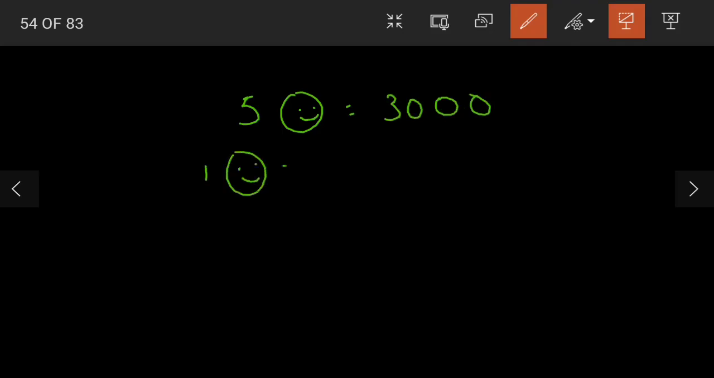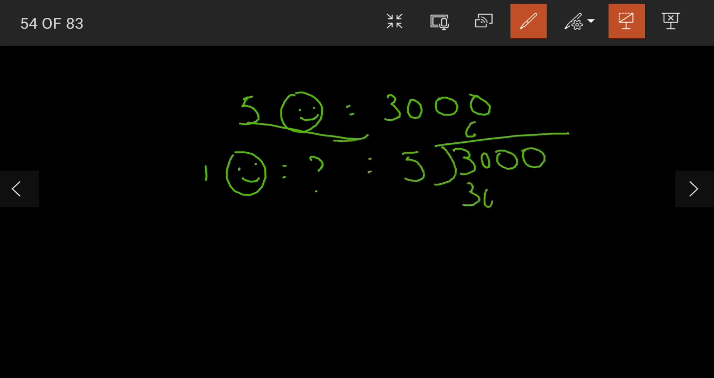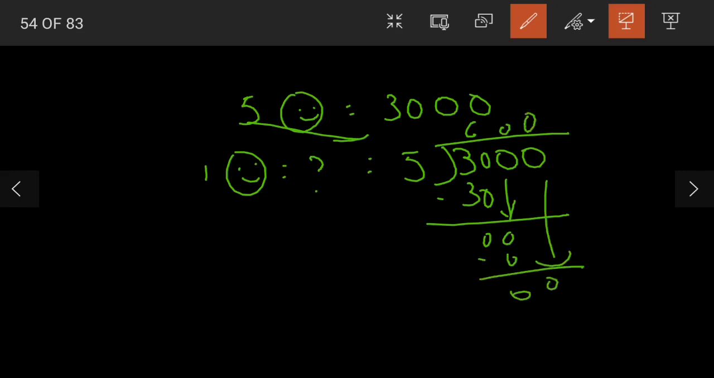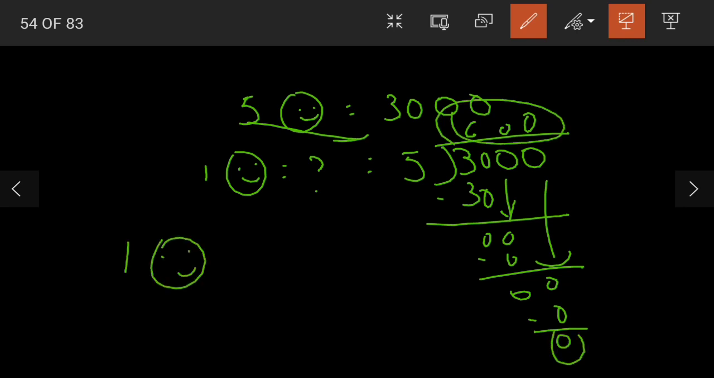Then 1 smiley is equal to how much? How much will it be? 3000 divided by 5. 5 sixes are 30, 0 remaining, 0 brought down, 5 zeros are 0, again 5 zeros are 0. So what is our quotient now? 600. So that is our answer. 1 smiley is equal to 600.